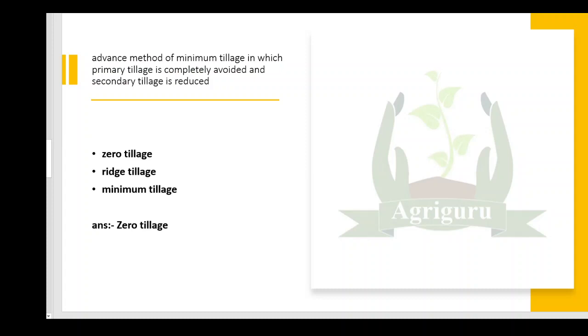Next question is actually the definition of zero tillage. Look at this kind of questions. Advanced method of minimum tillage in which primary tillage is completely avoided and secondary tillage is reduced. Obviously, it is zero tillage.